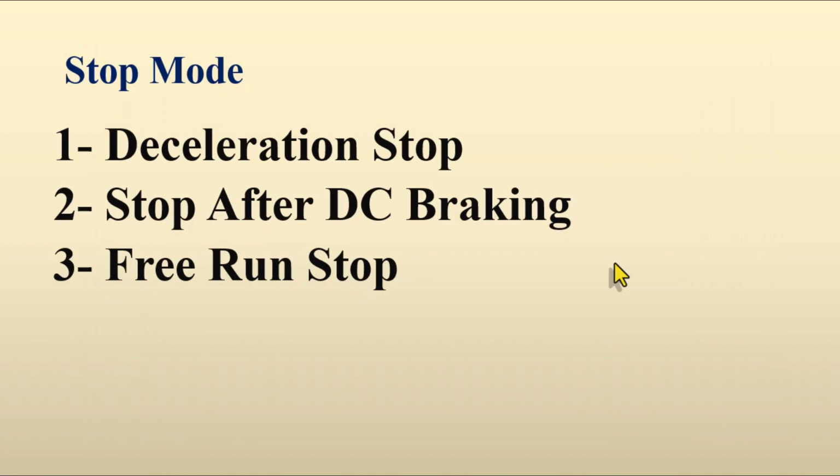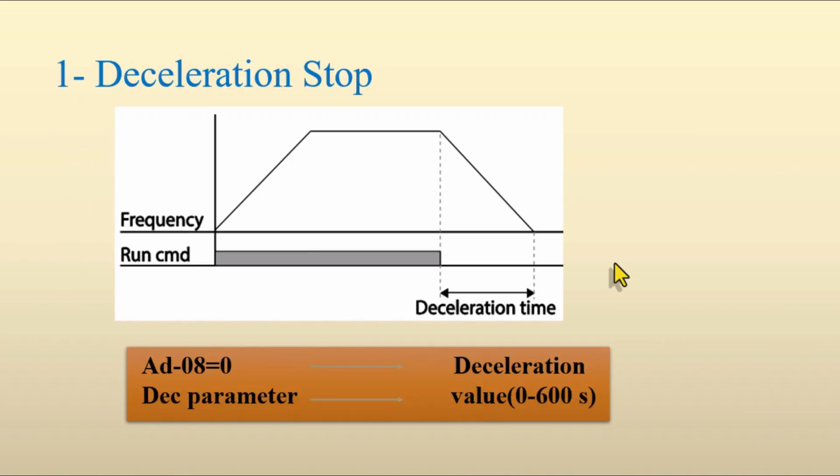The first type is deceleration stop. The second type is stop after DC braking. And the third type is free run stop. Now, our first stop mode type is deceleration stop.